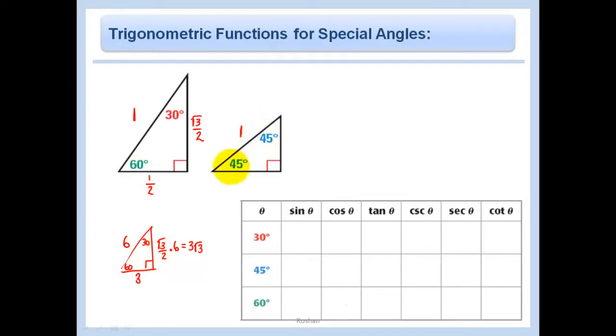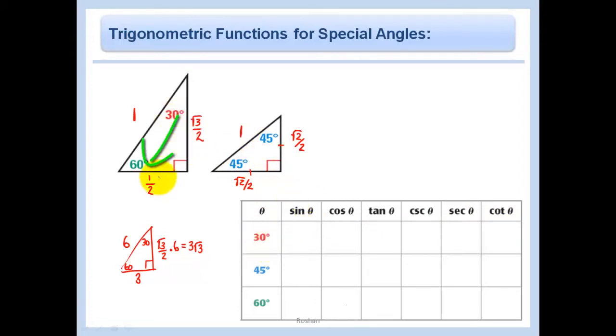You also need to know the 45, 45, 90 triangle. Note that these are the same angles, so these sides must be the same length. Remember that from geometry? The ratio here goes, if this is 1, then this is root 2 over 2, and this is also root 2 over 2. Now that we have that basic information filled in, let's go ahead and find the sine, cosine, tangent, cosecant, secant, and cotangent of each of these angles. Let's first look at 30 degrees.